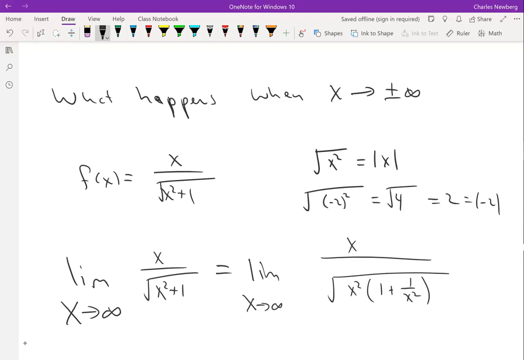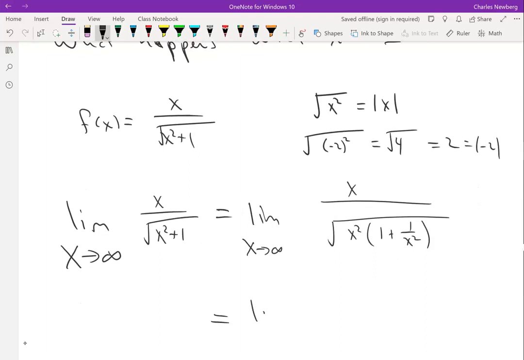So as x is going to infinity, that means we're positive, right? And what's the absolute value of a positive number? Positive. So that means we can pull that out. We get the limit as x goes to infinity of x. I'll pull that out, it comes out as an x. I still get the square root of 1 plus 1 over x squared.